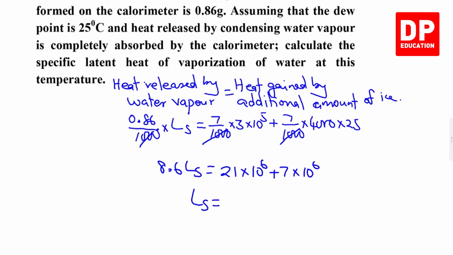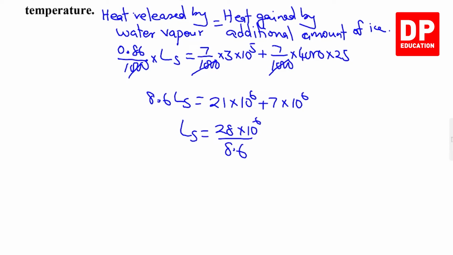LS is 21,728 into 10 to the power 6 divided by 8.6. Shall we divide and see? 28, 8.6 means 14, 4.3. 140, 4.3, 43.